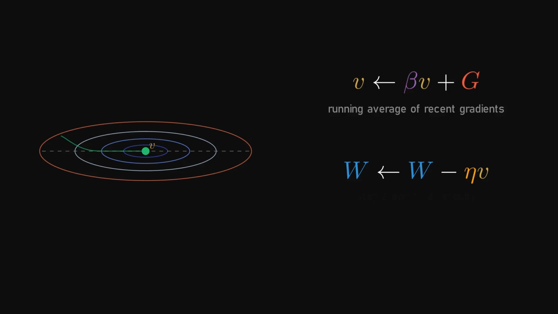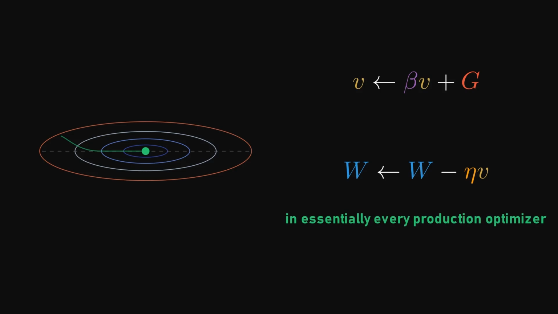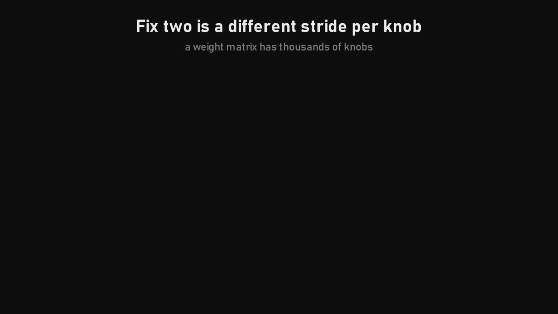The gentle, consistent push down the canyon accumulates. The ball builds speed in the one direction that matters. So mechanically, keep a running average of recent gradients and step along that. The v is velocity, accumulated memory of where you've been heading. It's in essentially every production optimizer.